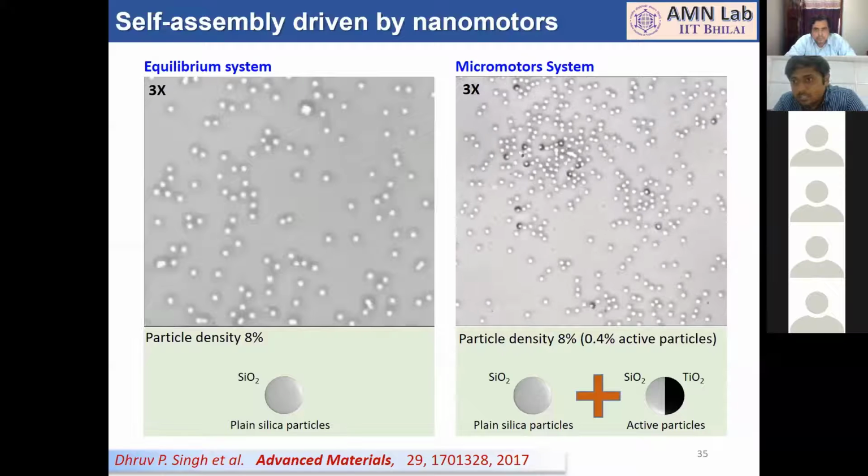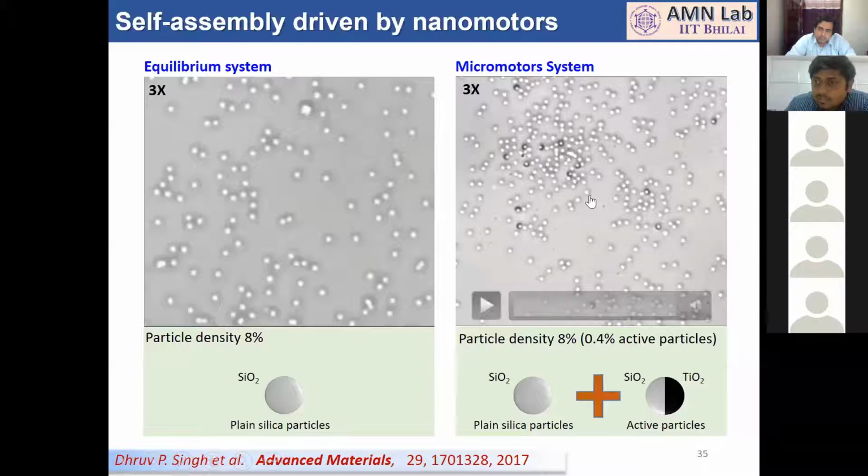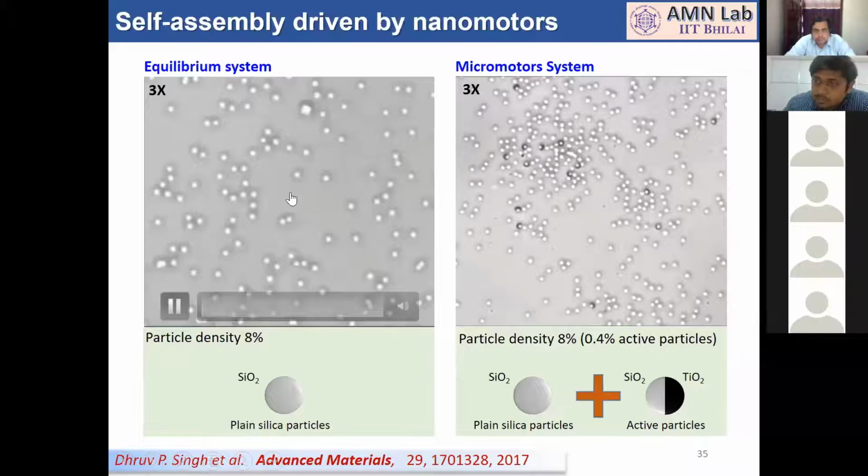So this is the amazing observation. It shows the on-demand formation of crystals in a colloidal system without taking care of any critical particle density and in a very rapid manner. This whole activity here took less than 3 minutes, which was going to take forever in the equilibrium system.